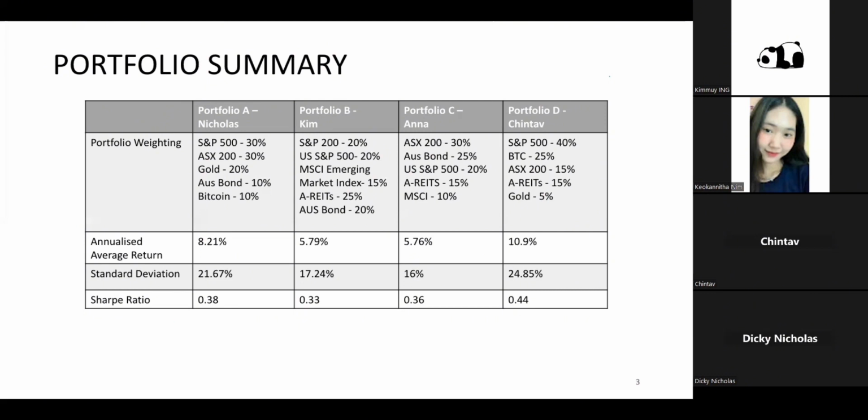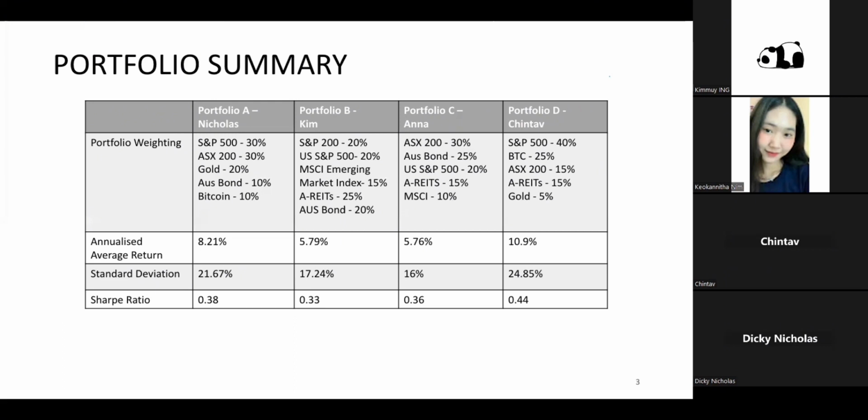And then 25% in AREITs is quite promising for future growth as it is based on income-producing real estate assets. And then 20% in AUS bond is also investing safely as it is particularly government bonds. And as you can see from my annualized average return and standard deviation compared to the other portfolios, I can say mine is on the lower risk side, and portfolio D is very risky compared to the other three as well.